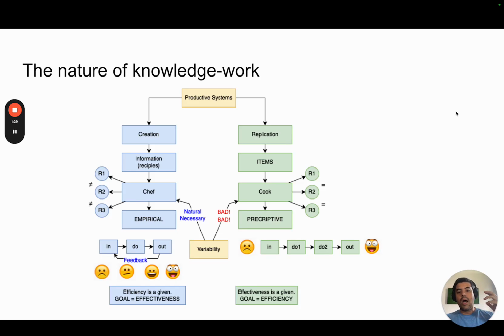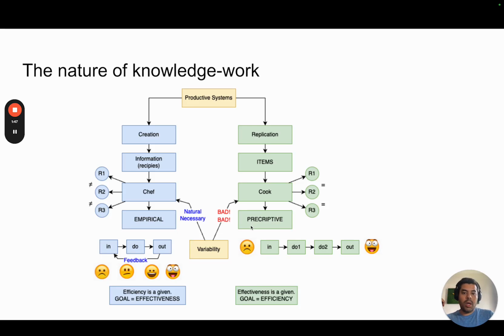On the other hand, when you are creating recipes, there is no value in creating the same recipe. So variability is natural and necessary for that, right? Every recipe that you want to create is a different recipe.